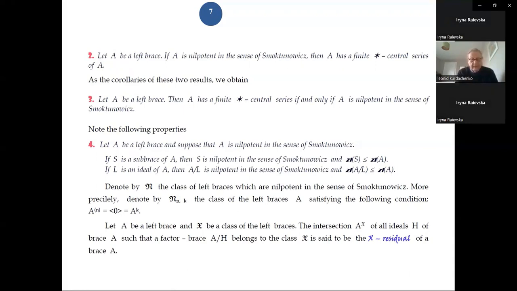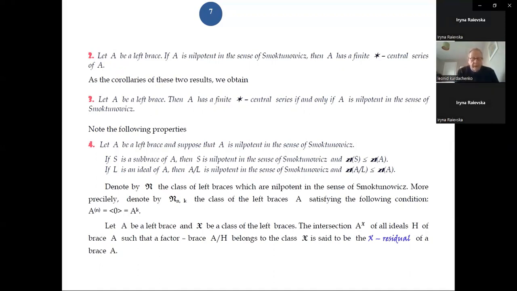So let A be a left brace and suppose that A is nilpotent in the sense of Smoktunowicz. If S is a sub-brace, then S is also nilpotent in the sense of Smoktunowicz. And of course, the central length of S is less or equal to the central length of A. And if L is an ideal of A, then the factor brace A over L is also nilpotent in the sense of Smoktunowicz, and also the central length of this factor brace is less or equal to the central length of A.